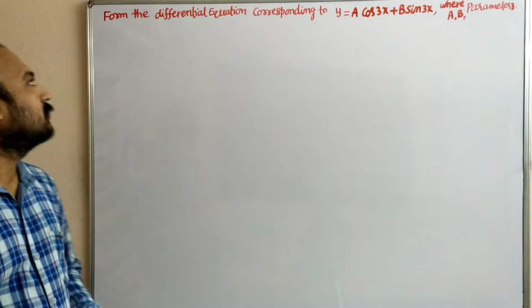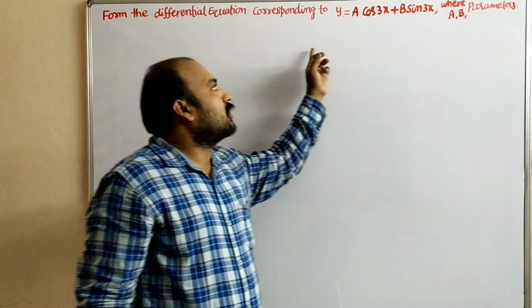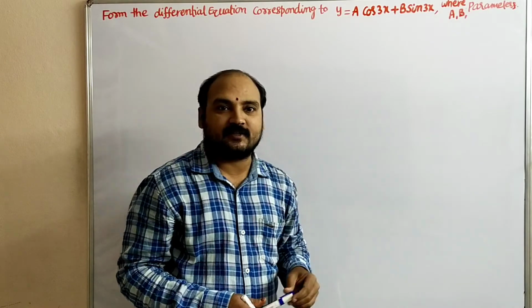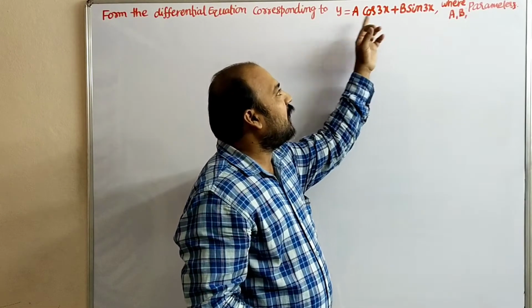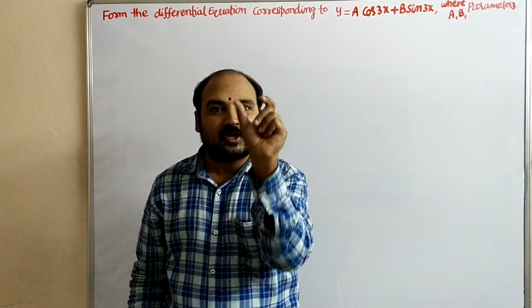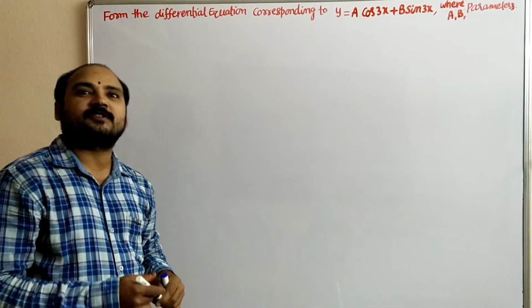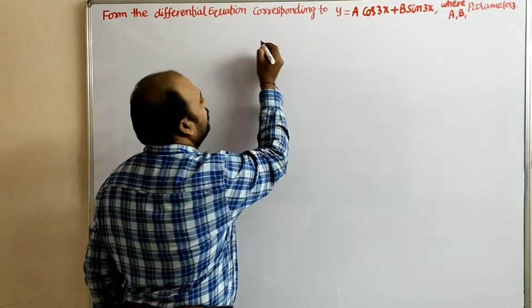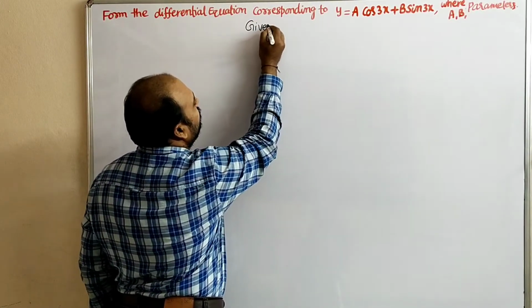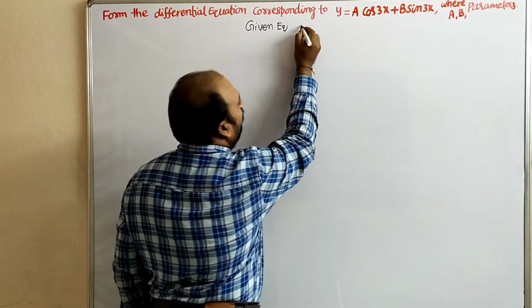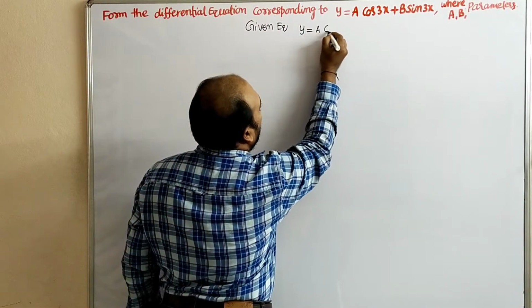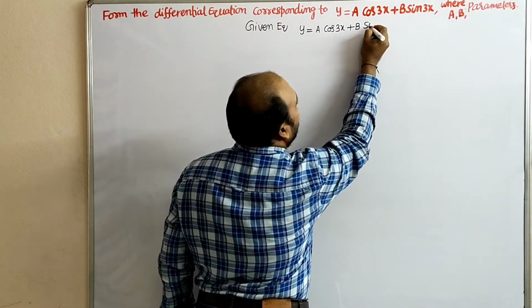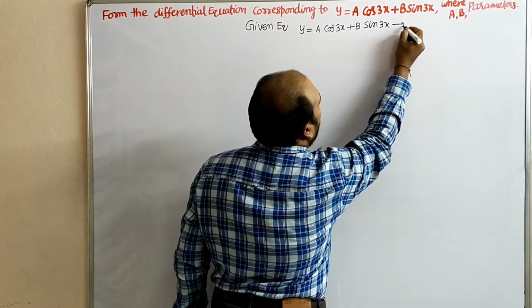The next question. Form the differential equation corresponding to y equal to a cos 3x plus b sin 3x. Here if you observe that a and b are parameters, that means two arbitrary constants are there. So we have to differentiate twice. So first, given equation: y equal to capital A into cos 3x plus capital B into sin 3x. Equation number 1.